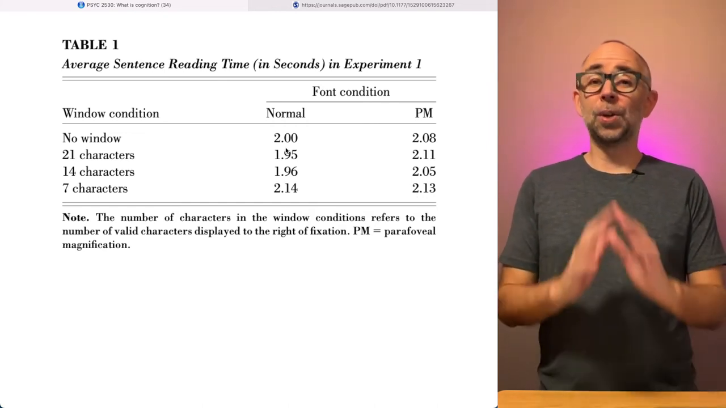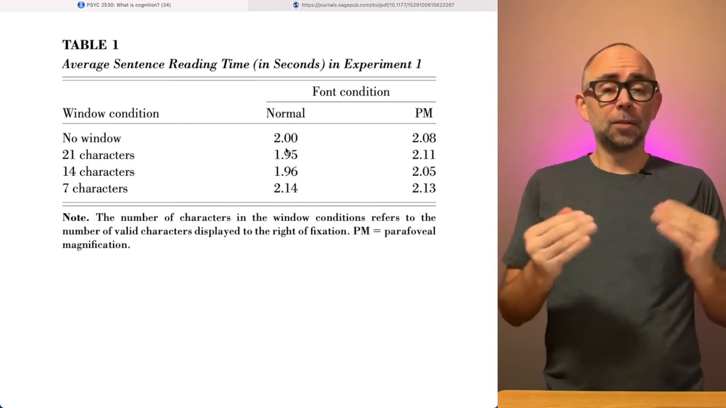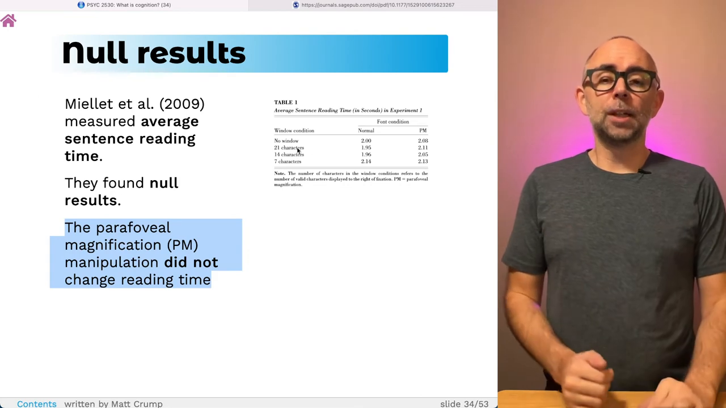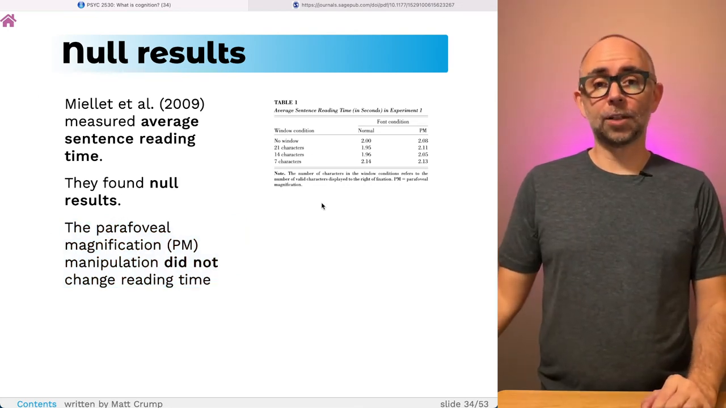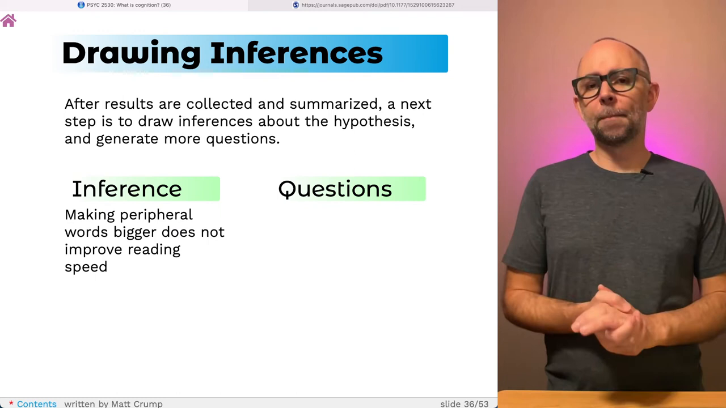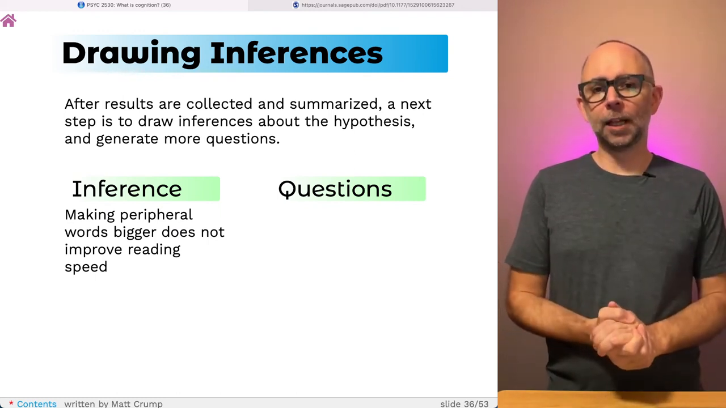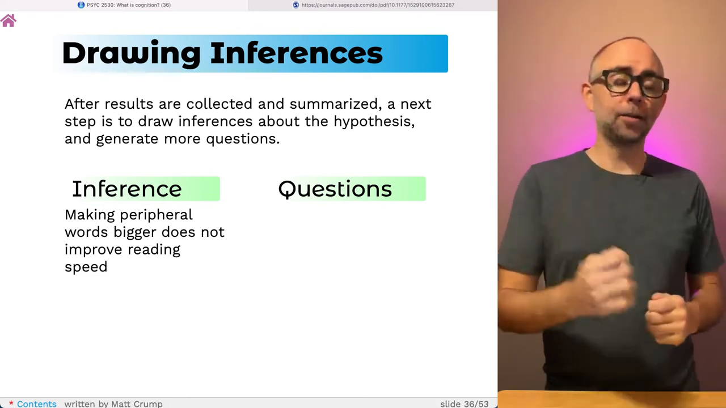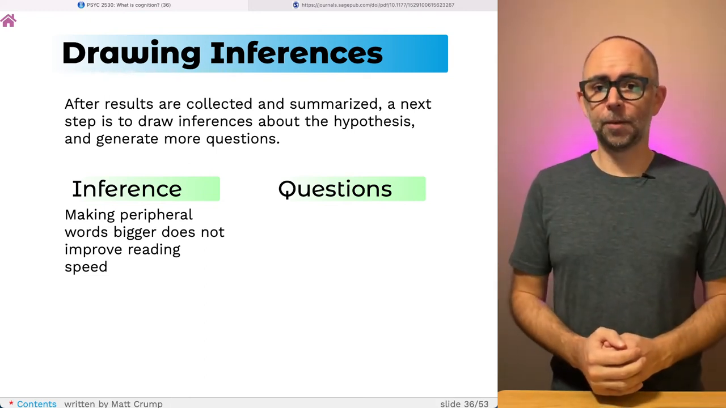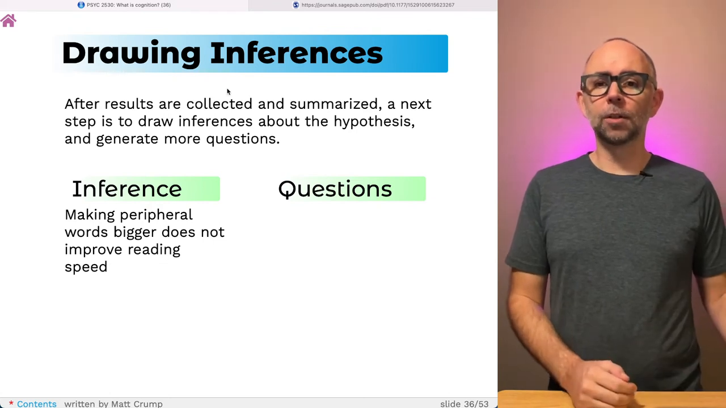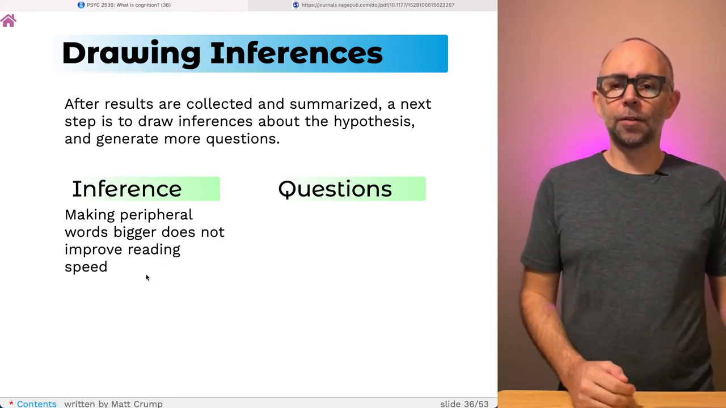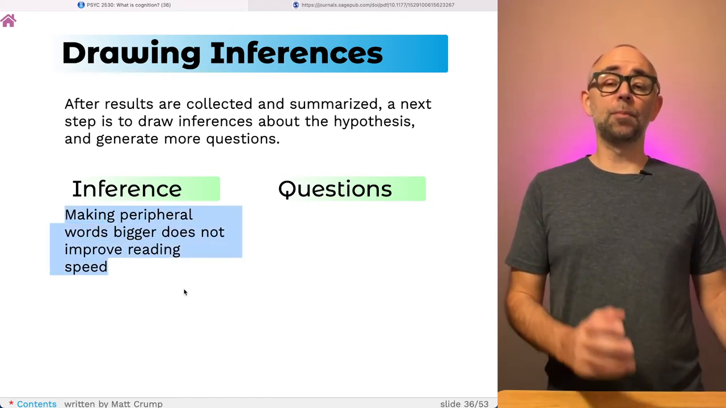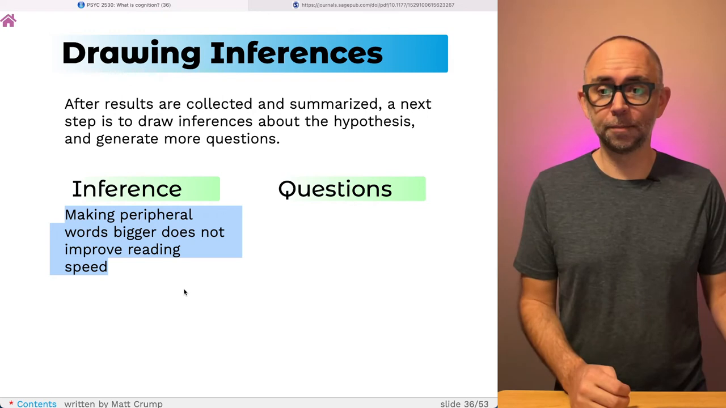As you can see, it's 2s everywhere. So this interesting manipulation didn't really make reading speed so much faster. Now, an important step after data has been collected and analyzed is to make some kind of inference from the result back to those original hypotheses that you might have had. So for example, an inference these authors might have made is making peripheral words bigger does not improve reading speed.